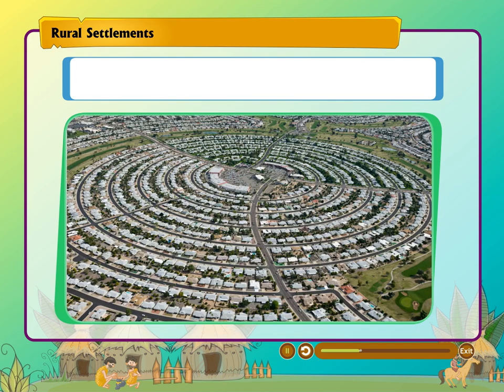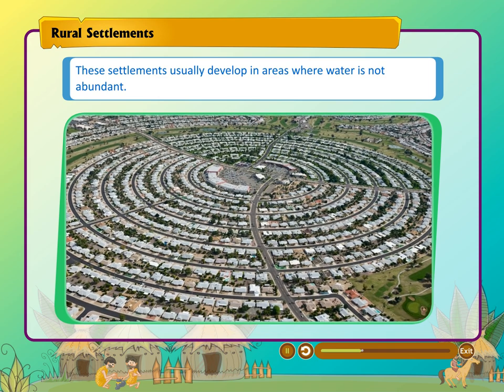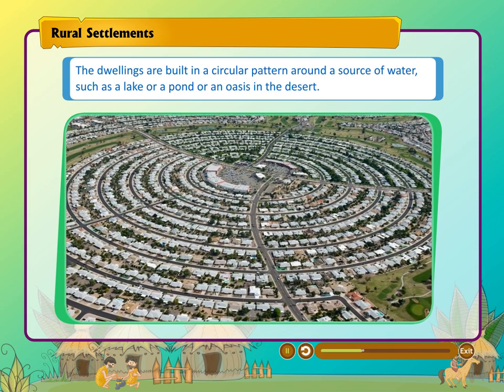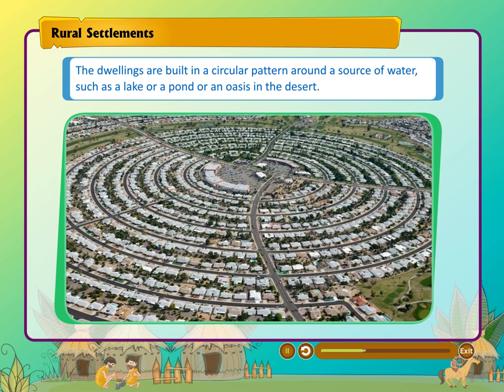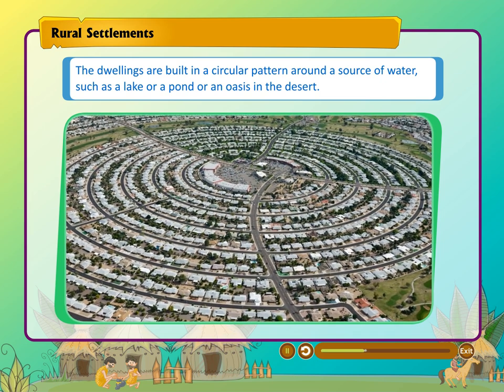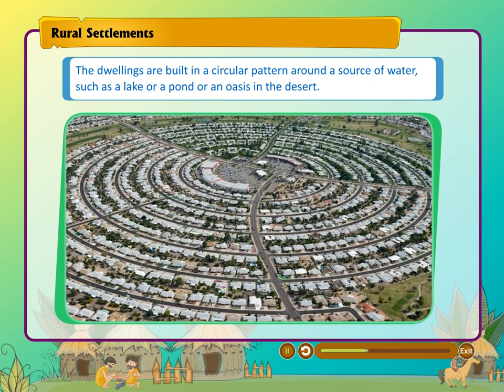Circular settlements. These settlements usually develop in areas where water is not abundant. The dwellings are built in a circular pattern around a source of water, such as a lake or a pond or an oasis in the desert.